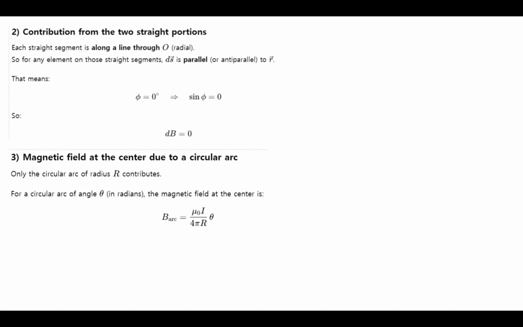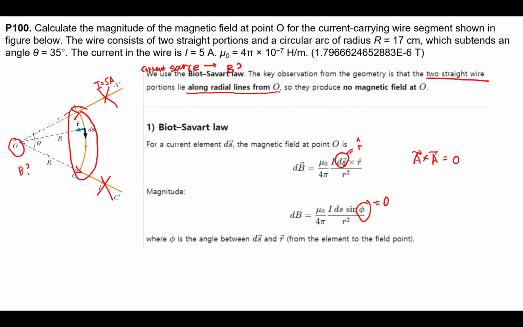So the magnetic field at the center due to the circular arc is given by this one, and then you can find the magnetic field. It's fairly simple, but apparently it looks complicated. But if you look at the radial vectors and the current distribution, you'll find that these two wires do not contribute and only the arc will contribute. Apply the arc magnetic field law and then you will find out what it is. Okay, that's it.